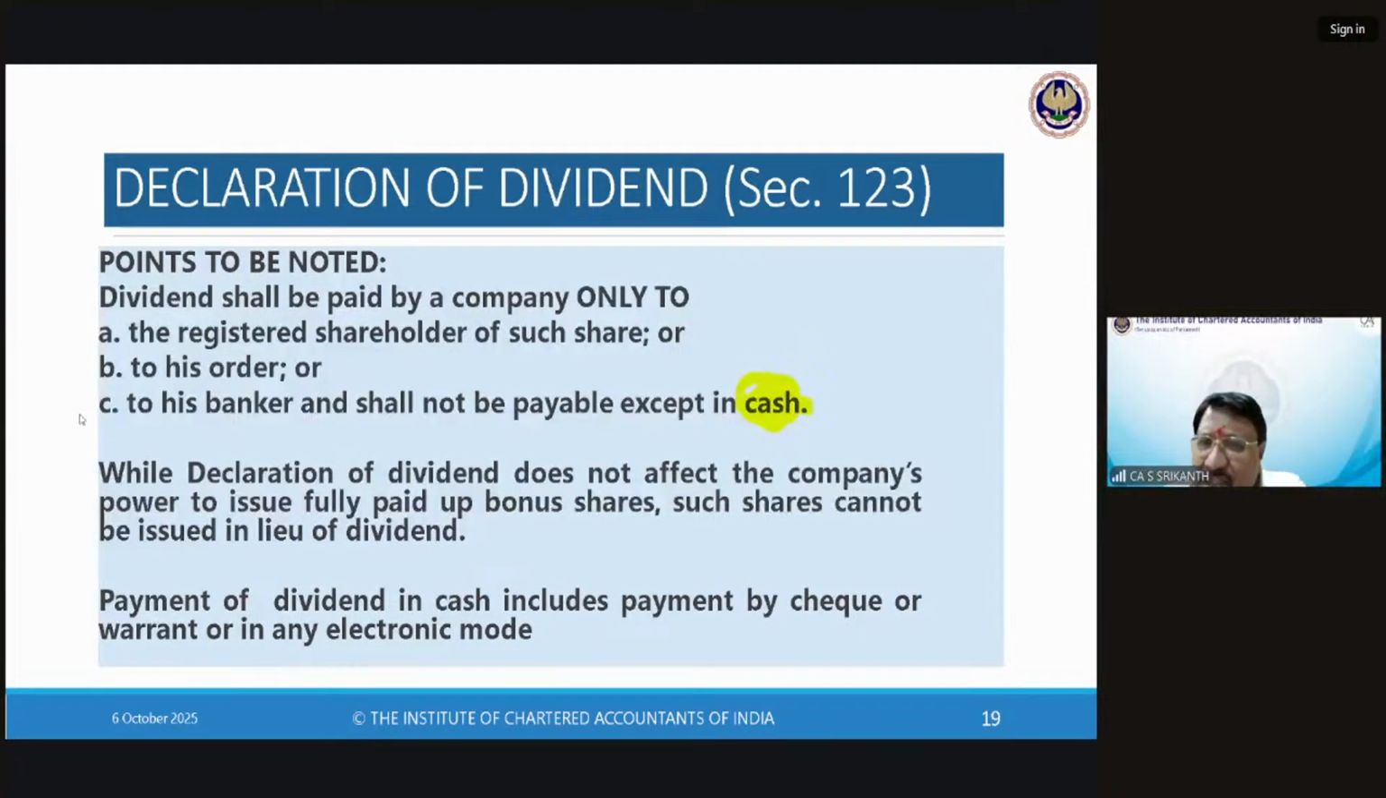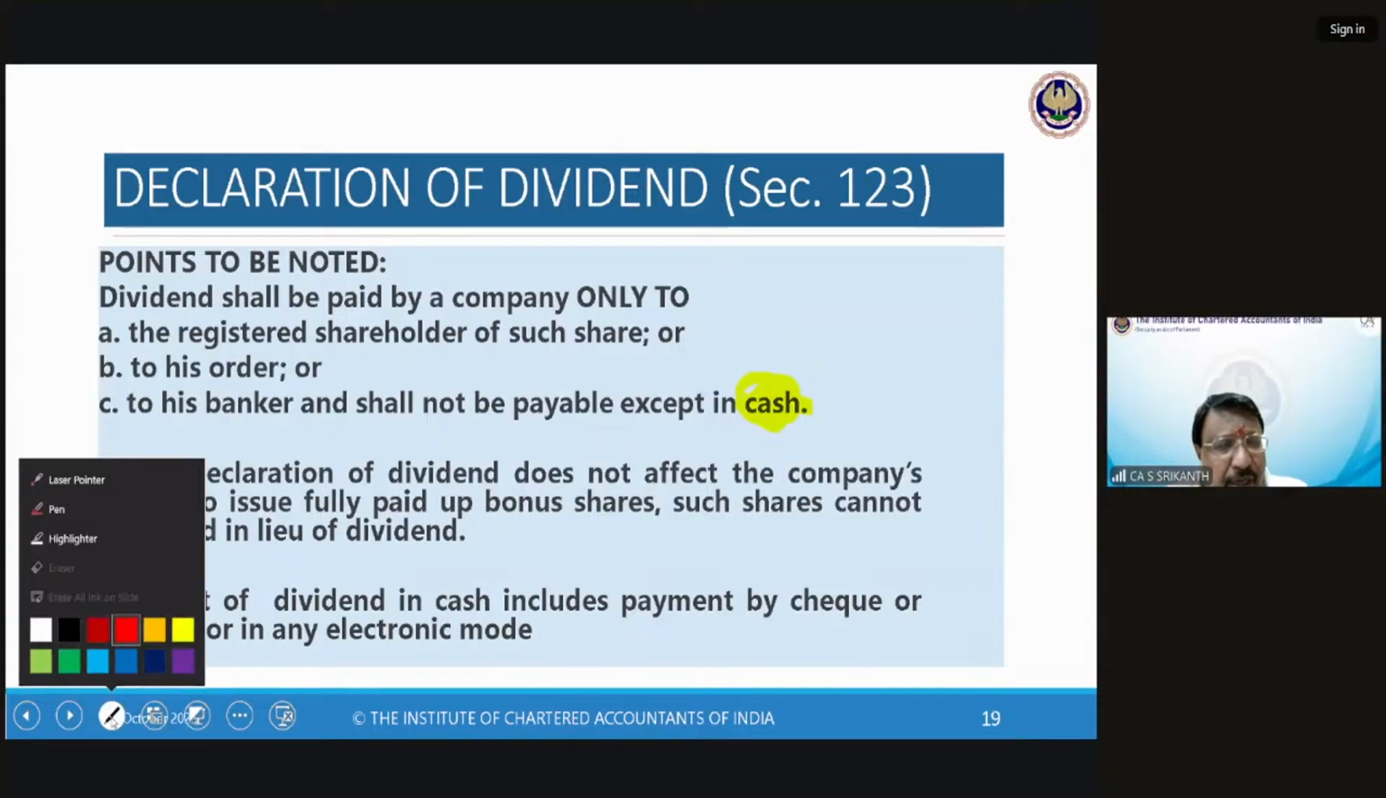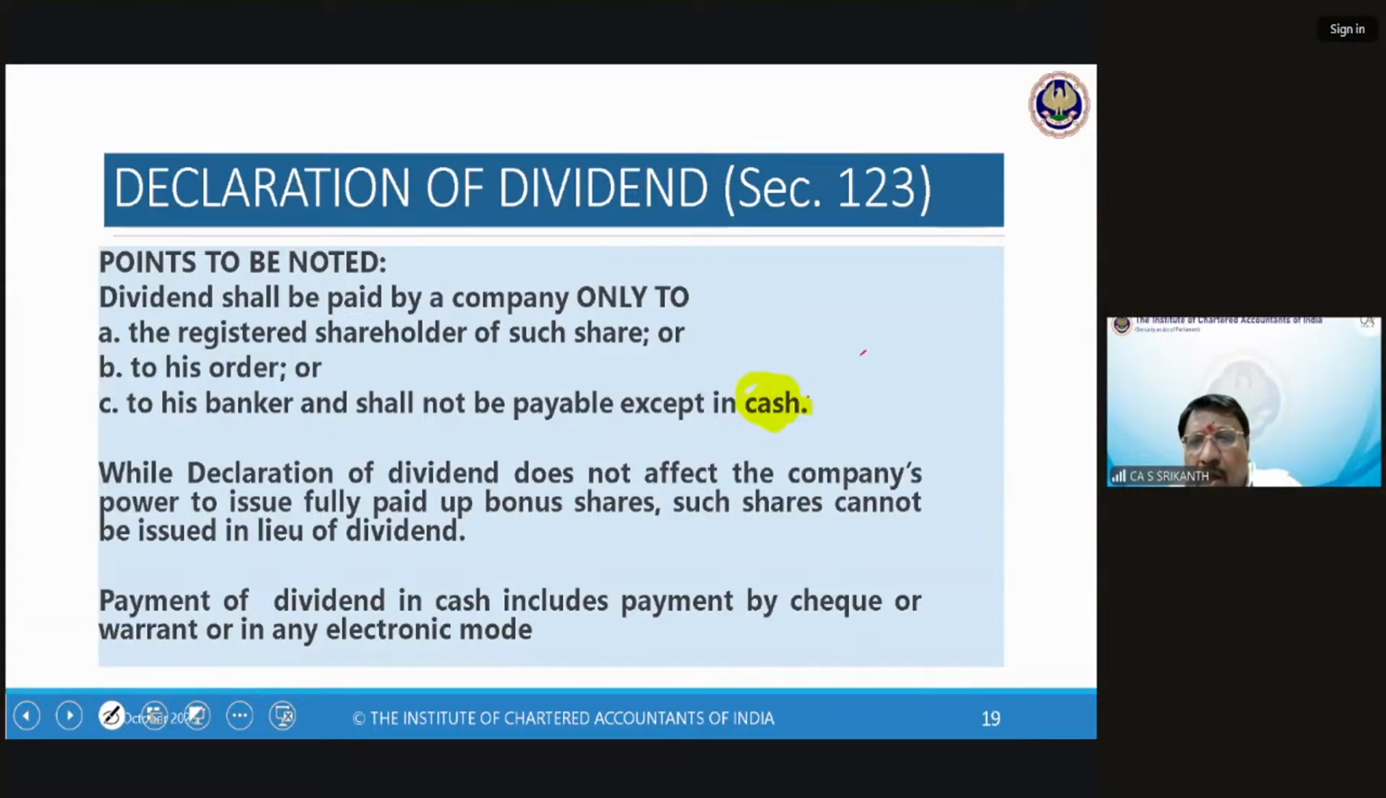And when they say cash, remember, cash, when used in the law, includes the check. Do you remember your Accounting Standard 3? It said cash and cash equivalent. So when you say cash, we mean check, bank balance also. You can't pay in cash. You remember, the Income Tax Act prohibits payment of dividend in cash.